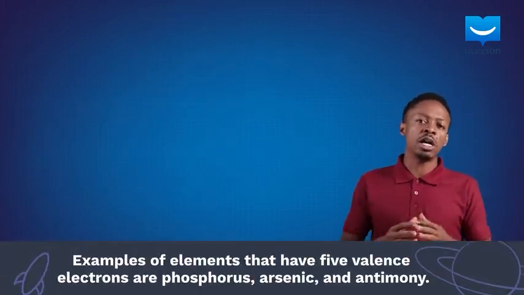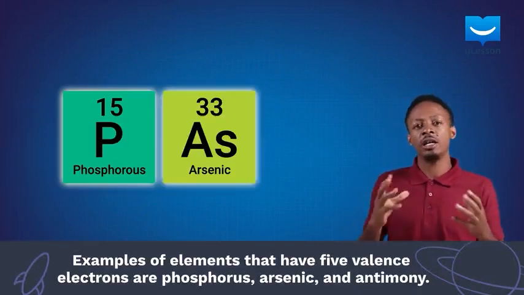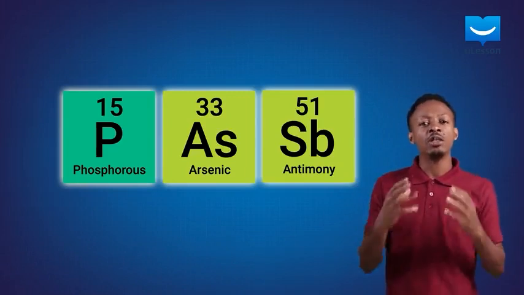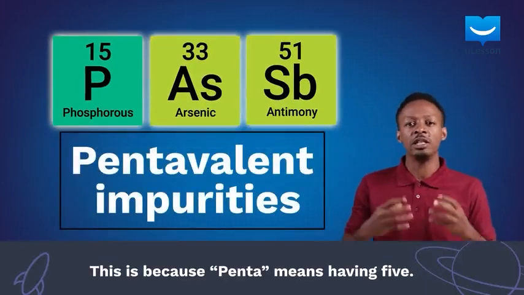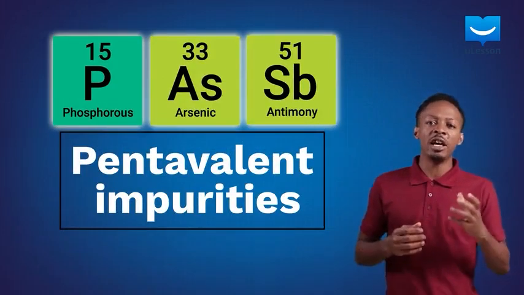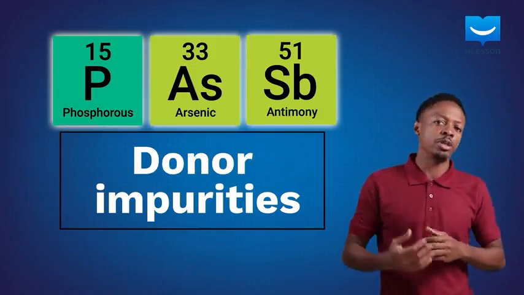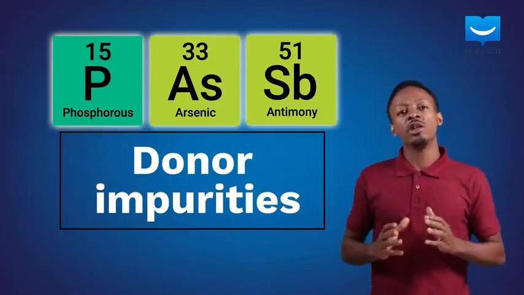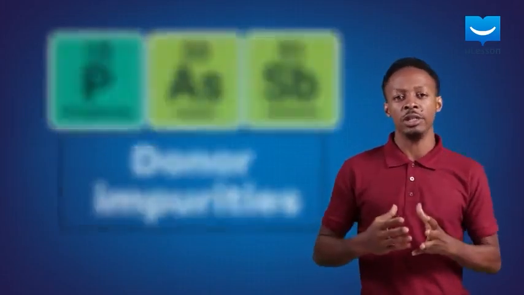Examples of such elements that have 5 valence electrons are phosphorus, arsenic, and antimony. Each of these elements have atoms with 5 valence electrons, and they are called pentavalent impurities. When an atom of an element adds a free electron to a semiconductor, it is called a donor impurity. This implies in N-type semiconductors, there will be more electrons than holes to conduct electricity.